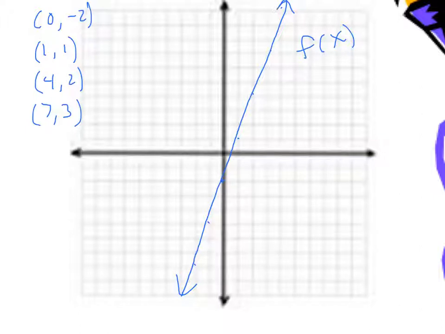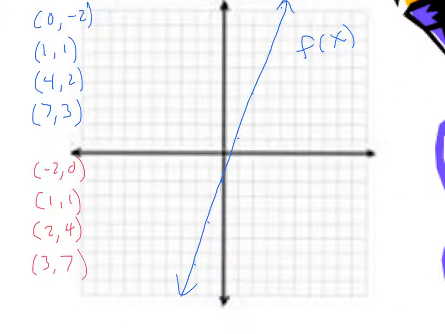So if I wanted to find a handful of points to plot f inverse, well, then let's use negative 2, 0. Let's use 1, 1. Let's use 2, 4, and let's use 3, 7. And I can just plot those points. There's negative 2, 0. 1, 1. It looks like that's where the two meet.